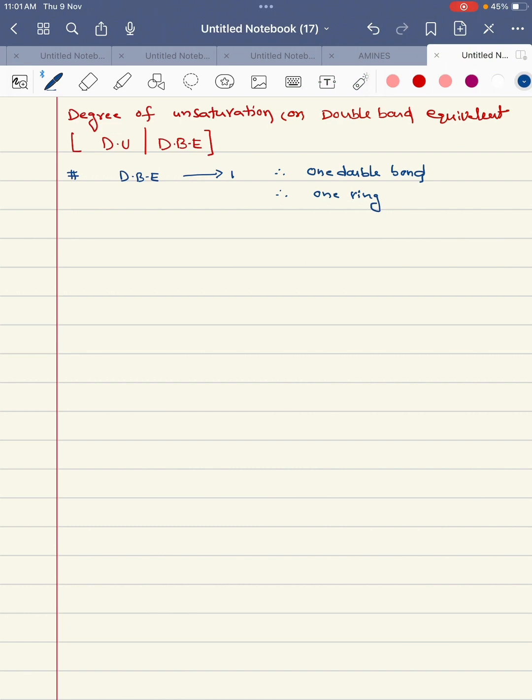One ring is also possible. One ring. See, a degree of unsaturation of 1 is there. Degree of unsaturation 1 is there.